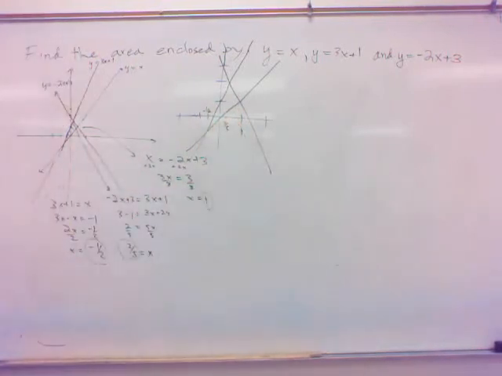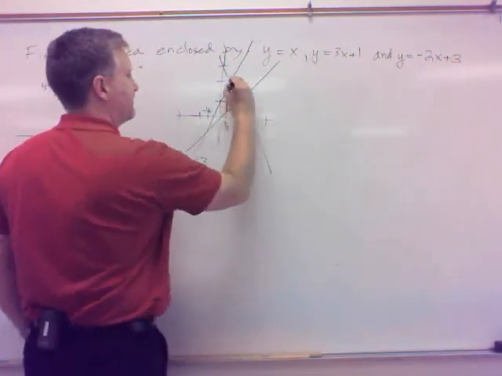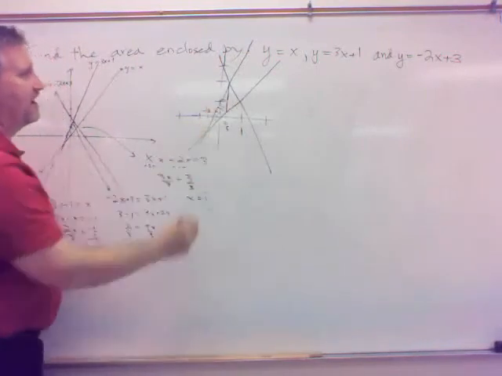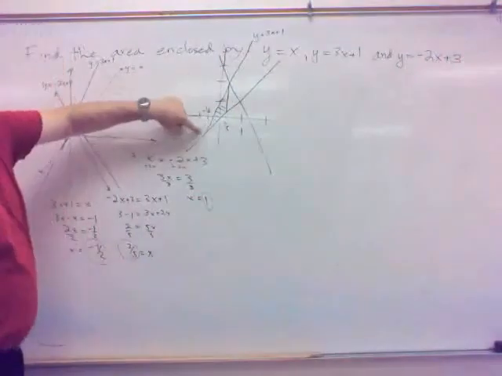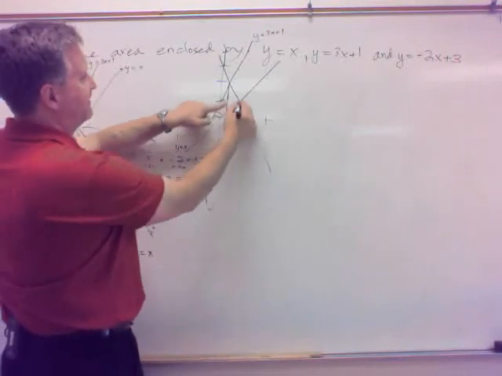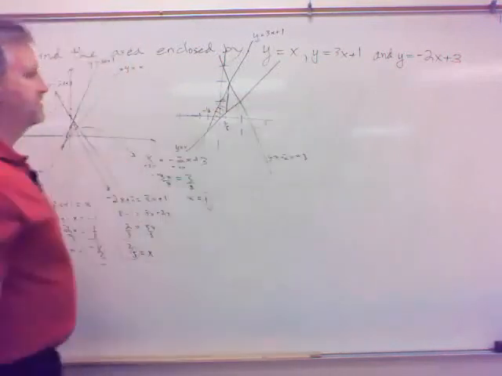What are we going to have to do to get the area between it, though? I have to do two integrals. Because from negative 1/2 to 2/5, what have I got? Well, on top, I've got y equals 3x plus 1, but what's on bottom? Y equals x. From 2/5 to 1, what have I got? Y equals negative 2x plus 3 is on top, and on bottom is y equals x.